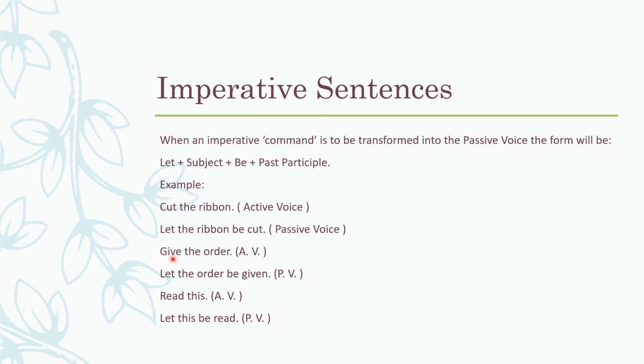The next example: give the order. This is in the active voice. It is an imperative sentence. So again in the passive voice, it will be let. The order, which is the object here, becomes the subject. So let the order be given. Here given is the past participle of give.